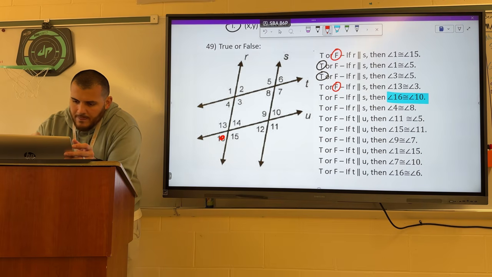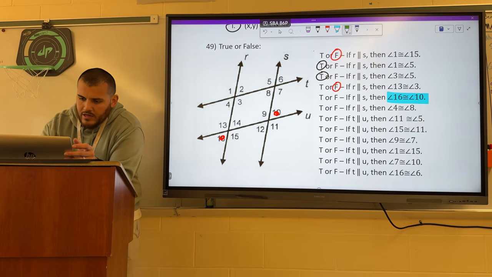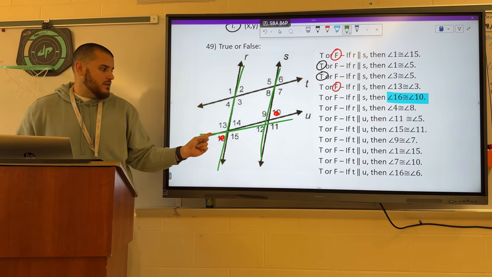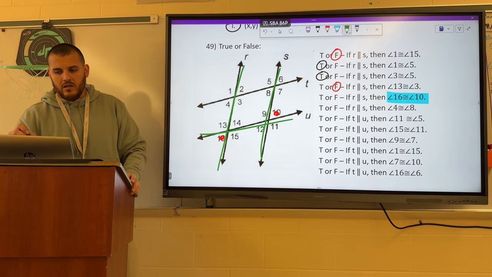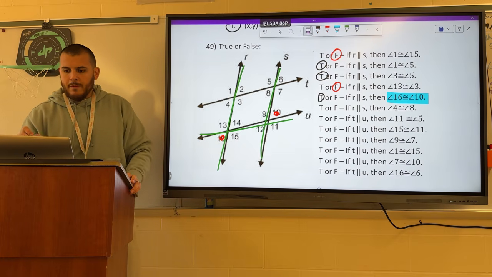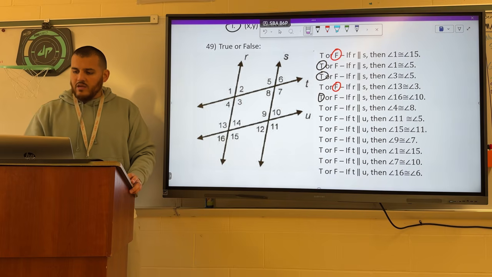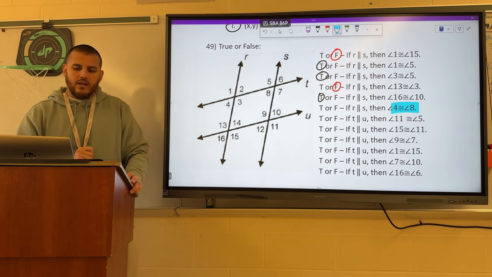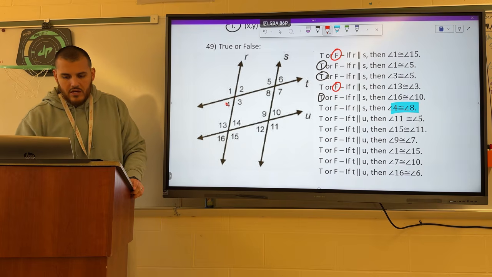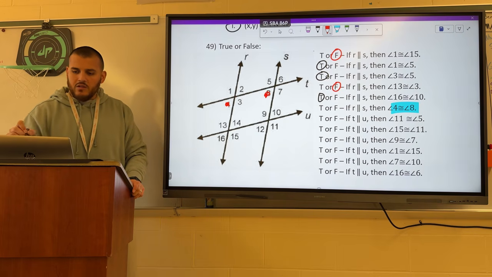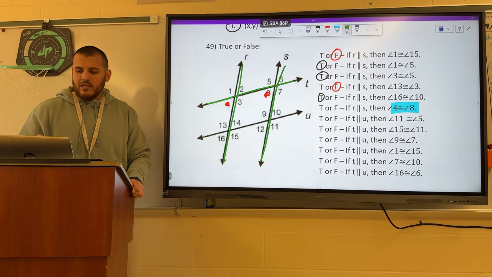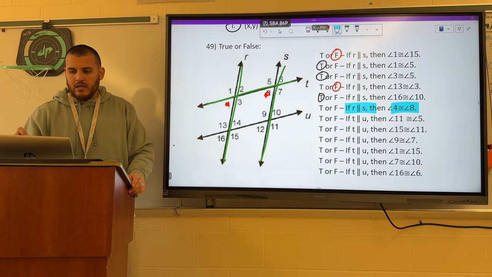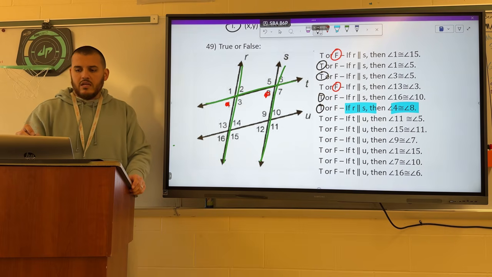Okay, next one, we're looking at 16 and 10. 16 is right here, 10 is right here. Those are created by these 3 lines. Again, that one works out. R needs to be parallel to S for those alternate exterior angles to be congruent. So that is true. Next, we have our last R and S true false here, which is involving angle 4 and angle 8. So angle 4 is right here, 8 is there. Those are corresponding angles on these 3 lines, which does include R and S. So yes, if R is parallel to S, then 4 is congruent to angle 8.